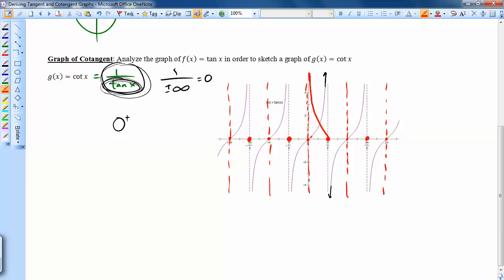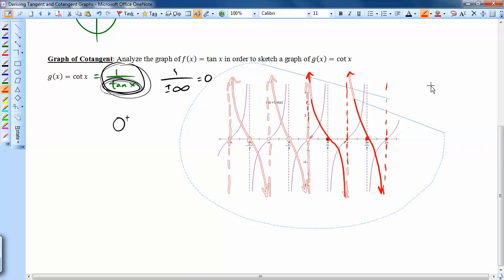Then at pi, tangent is a really small negative number. So cotangent is going to be 1 over a really small negative number, and 1 over a really small negative number is a negative infinity kind of number. So now we've got this. And then it's going to repeat every pi radians. Just like tangent's got a period of pi, so does cotangent.